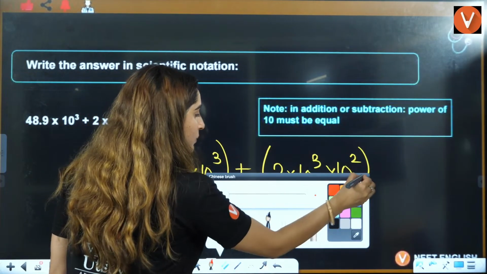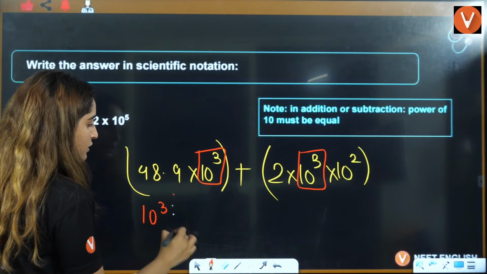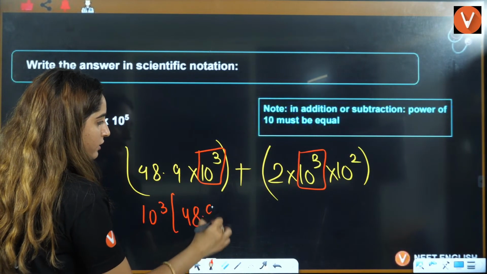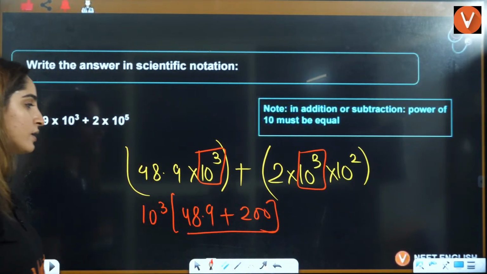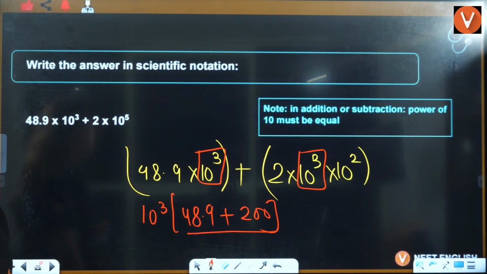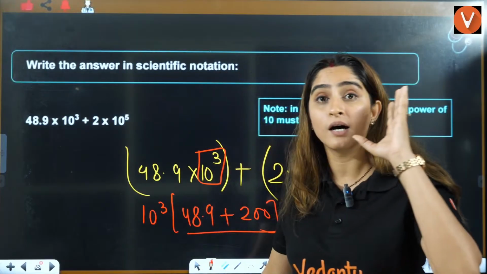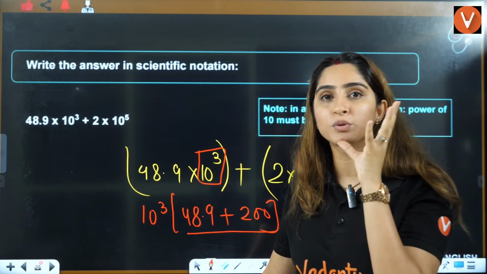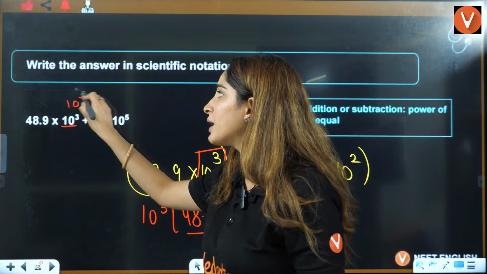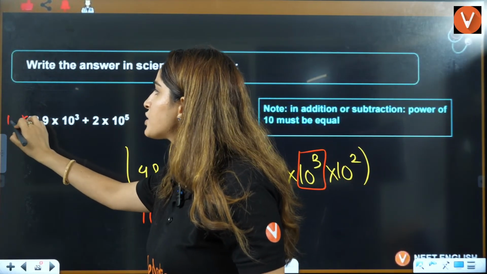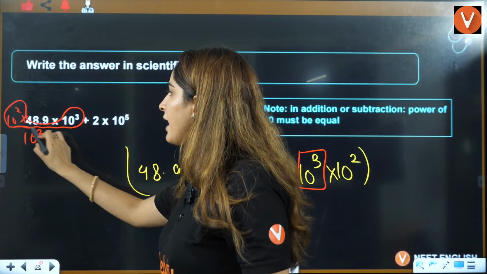Now, this is the common thing. Take this common out, right? This will be 8.9 plus 200 that you have to solve here, and that will be your answer here, right? So what I did, I made the 10 raised to the power the same. You want to make this also 10 raised to 5, you can make it. Multiply this by 10 raised to 2, divide this by 10 raised to 2. This will become 10 raised to 5 and this will be 10 raised to 2.